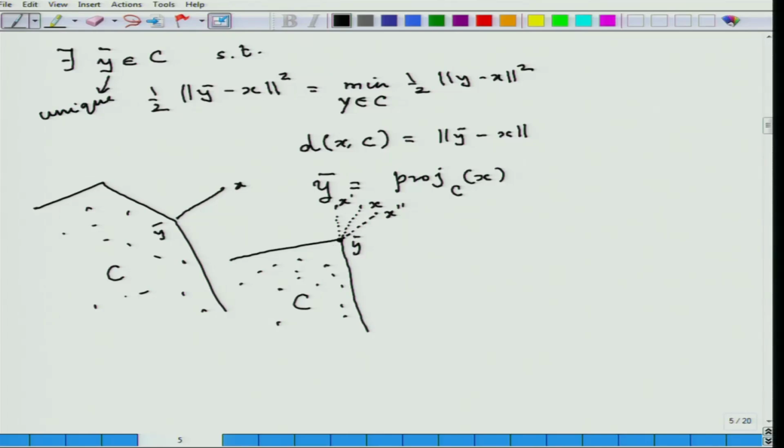So, a single point y bar could be the nearest point of projection to many such x's. For any vector on this line, on this line, on this line, or anything in between, the projection is the same point y bar. For example, if you take it on this side, suppose you take some x tilde, then the projection here is y tilde, but y tilde cannot be a projection to this point, say x hat. Here the projection would be y hat.